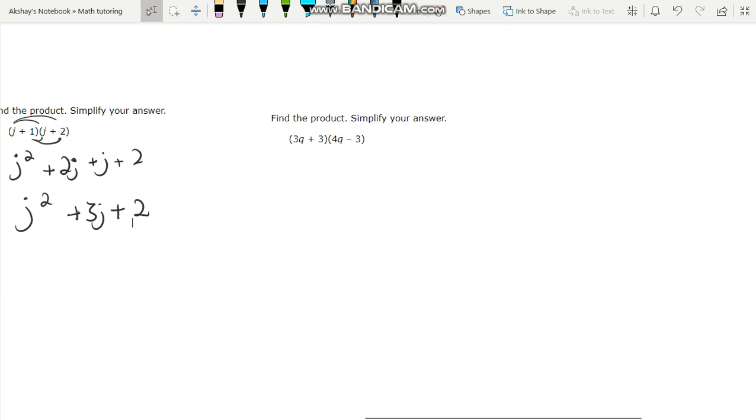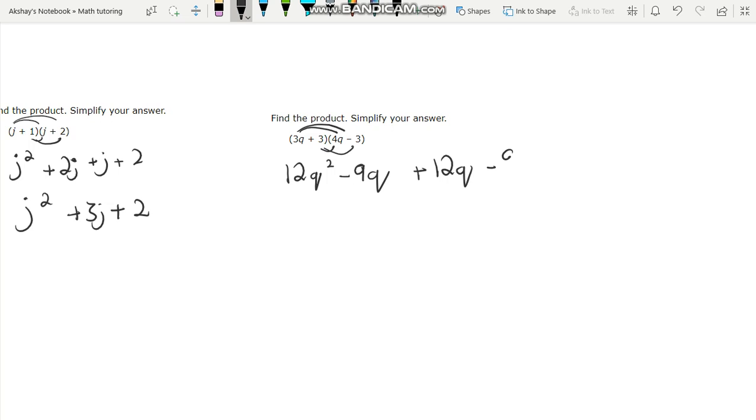Feel free to pause the video and try this on your own. Alright, so distributive property: 3 times 4q gives me 12q squared, multiplying my variables and my coefficients. Negative 3 times 3q gives me negative 9q. Positive 3 times 4q gives me positive 12q. Positive 3 times negative 3 gives me negative 9.